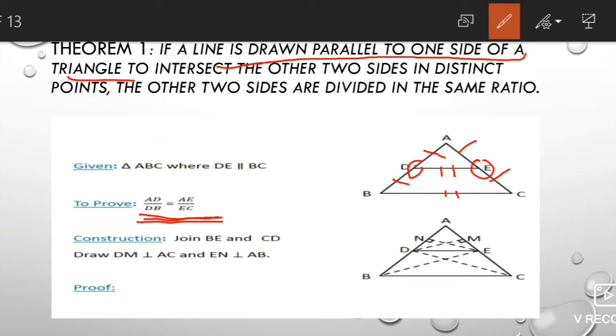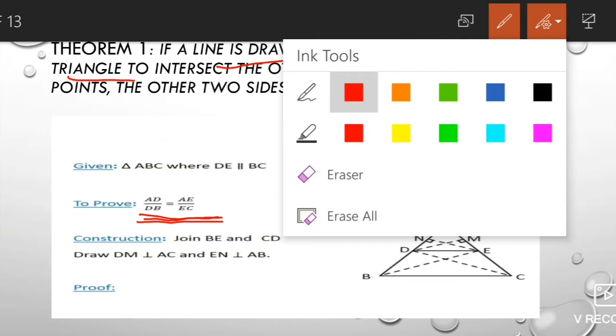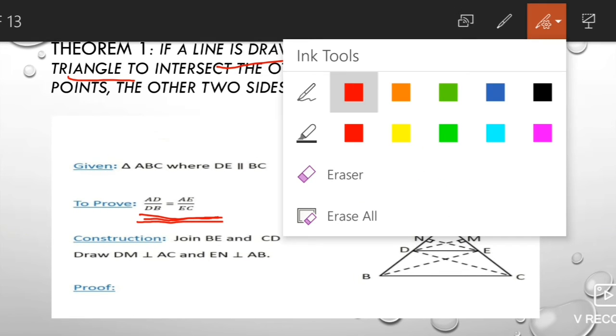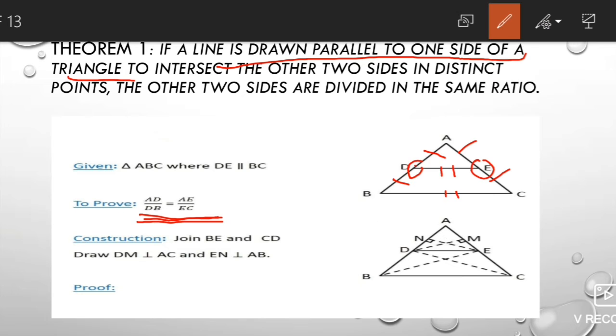Okay, now you have to do the construction. What you have to do? You have to join this B and this E, and C and D. So join B, E and C, D.